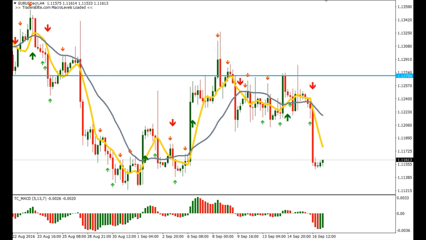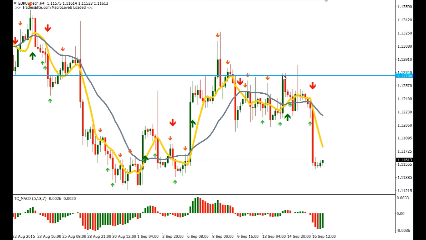All right, Euro. Last week I said that I expected the pair, if it broke the 112.70 macro level, to continue upward.